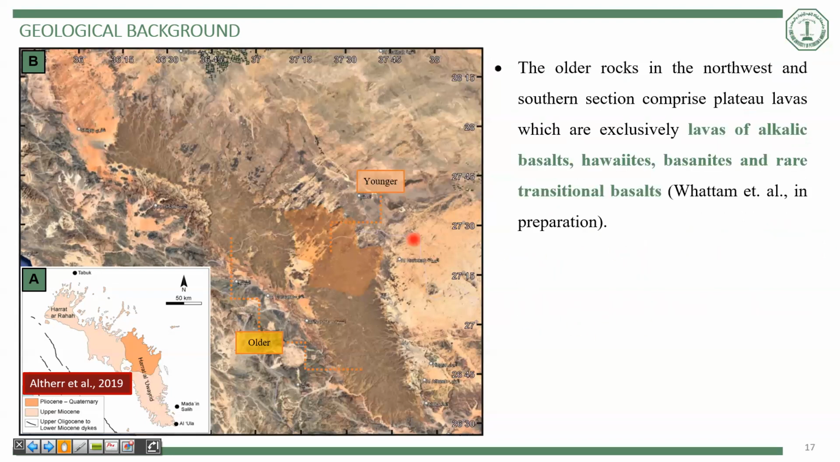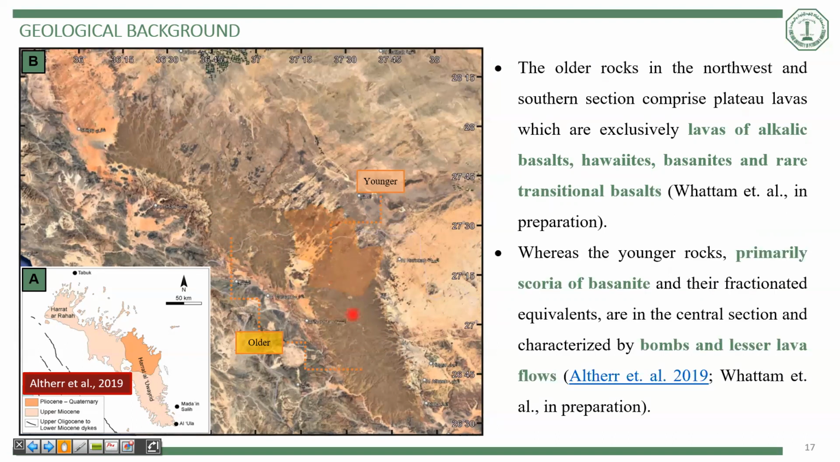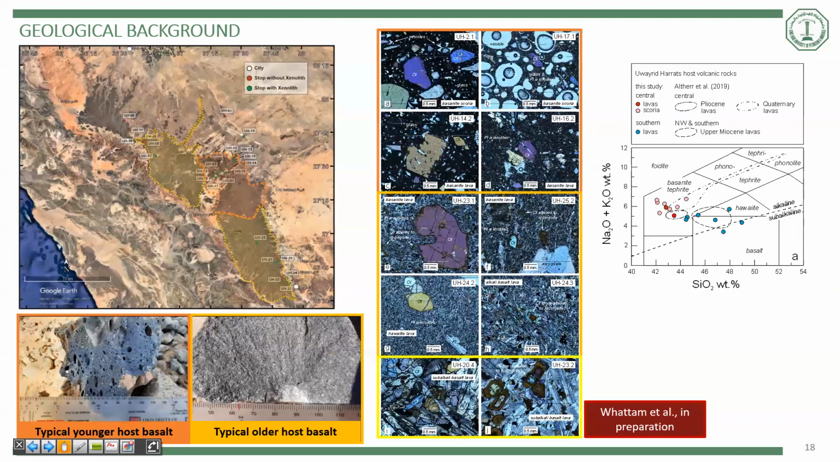And the older rocks in the northern and southern plateau lavas are exclusively lavas of alkalic basalts, Hawaiites, basanites, and rare transitional basalts, whereas the younger in the center are primarily scoria of basanite and characterized by bombs and lesser lava flows.